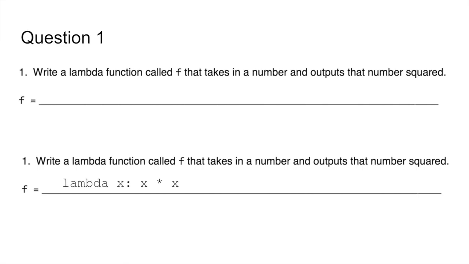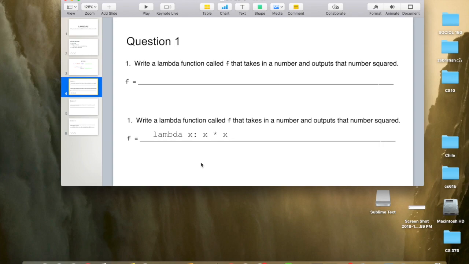So here's the answer. It reads lambda x colon x times x. Like we saw earlier, lambda lets us know this f is going to be a function. It takes in a number, x, which we're going to call our variable. After the colon, we write the expression that we're supposed to use for this lambda. In this case, it outputs the same number squared, which is equivalent to x times itself. So that's how we write it.